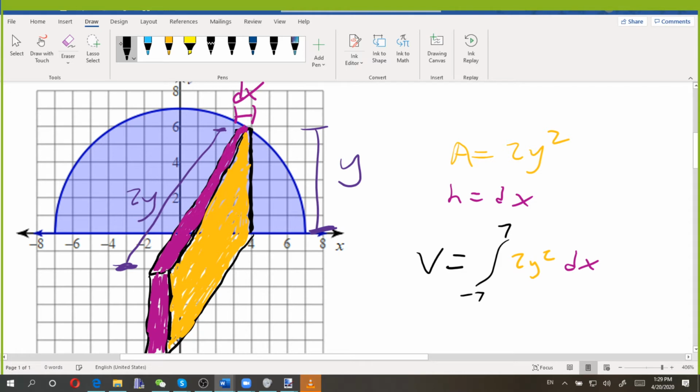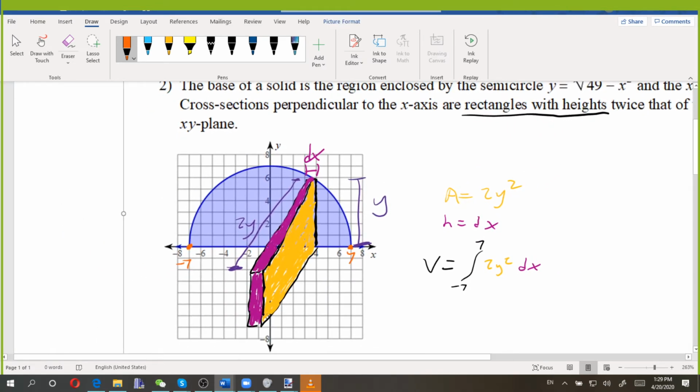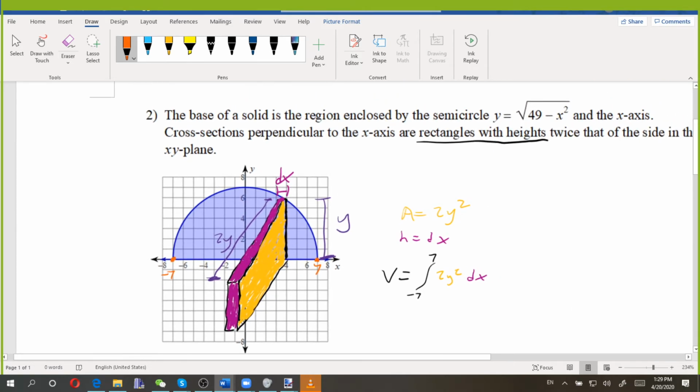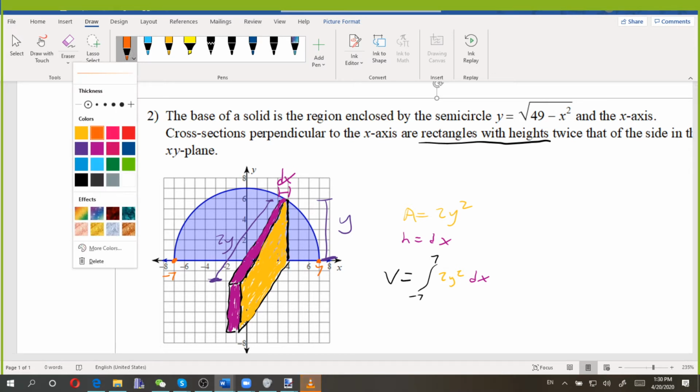Perfect, negative 7 to 7. So that's my starting x value and my ending x value here at negative 7 and positive 7. Okay, and then I also need to rewrite this equation because right now I'm in terms of y, and we need to be in terms of x before we integrate, so that I'm in the same variable as our infinitely small depth here.